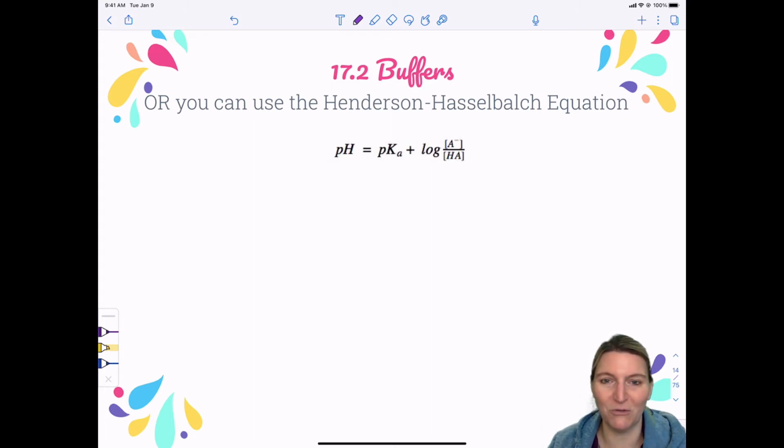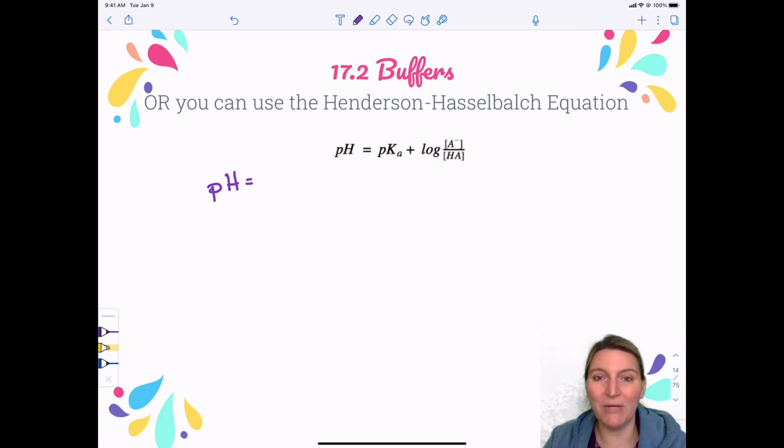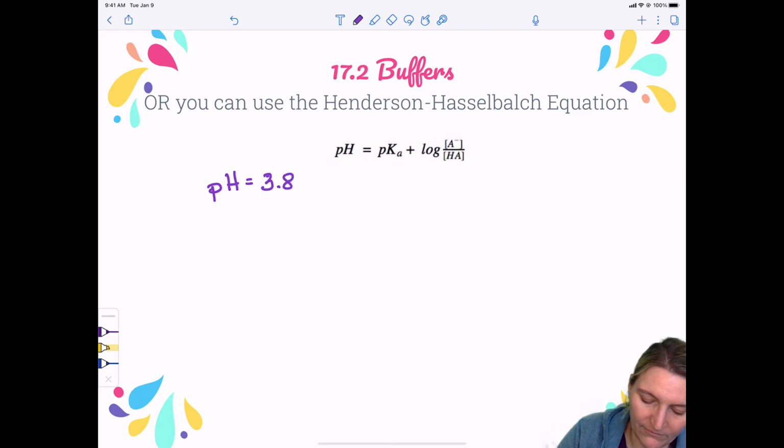So this is a formula that sort of has done that already. And it's pretty straightforward. What is the pH of this buffer system? Well, what is the pKa? So I would take the negative log of the Ka, and that's 3.85.